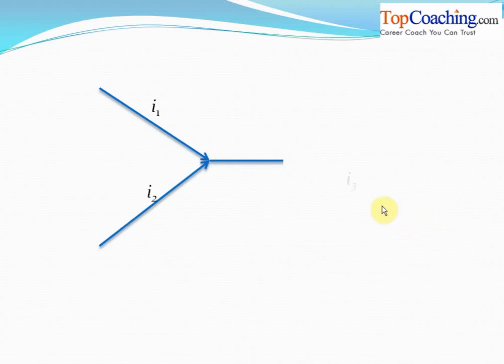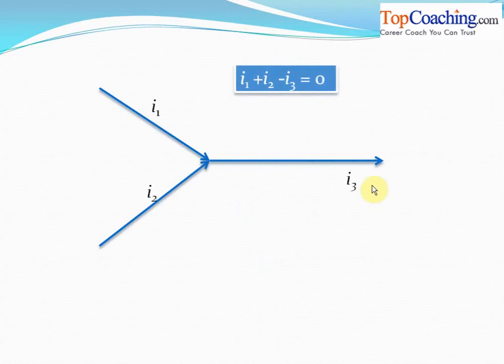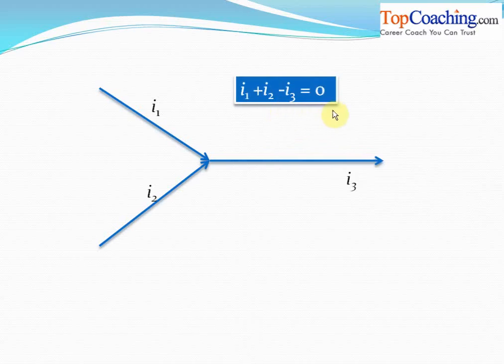All that this rule states is that when two currents intersect at a junction, then the third current, I3, will be the sum of the first two currents, I1 and I2. So you can say that I1 plus I2 minus I3 is 0. The algebraic sum of all the three currents at a junction is 0. Or I1 plus I2 is I3. That is actually pretty obvious, isn't it? And that's what Kirchhoff's junction rule is all about.